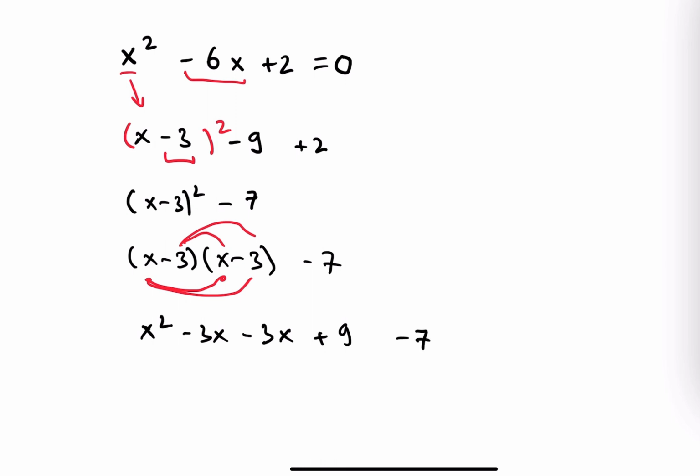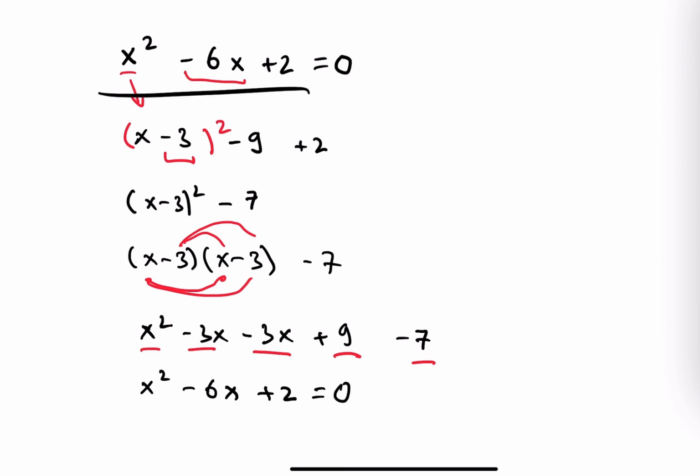Let's collect like terms. We have x squared, so it's just x squared. We have minus 3x, minus 3x, which becomes minus 6x. And then we have the positive 9, negative 7. If we add them, we get 2. And that's the original, if we compare it. And that's it. Hopefully this was useful.